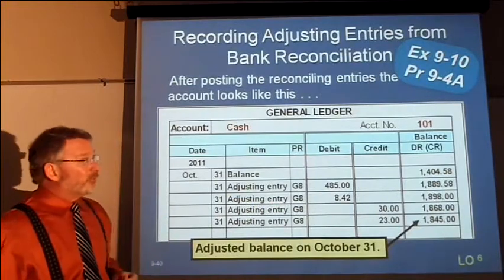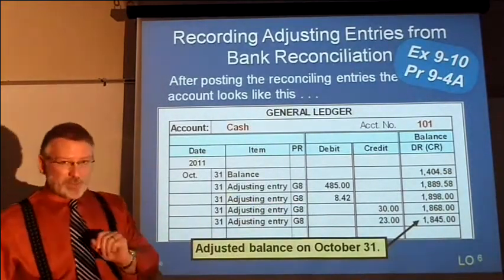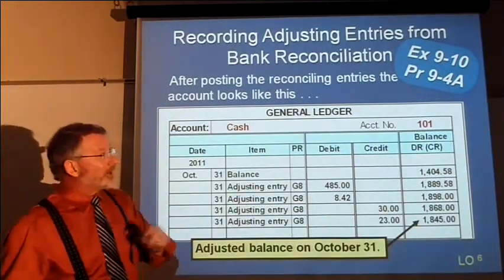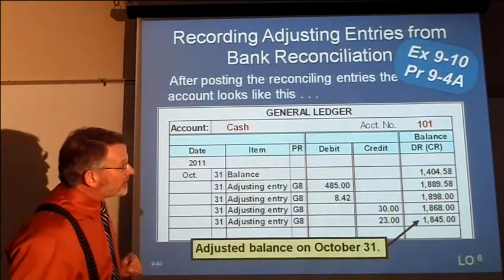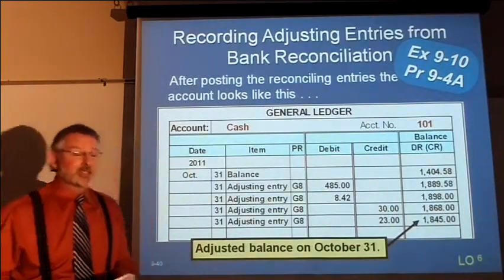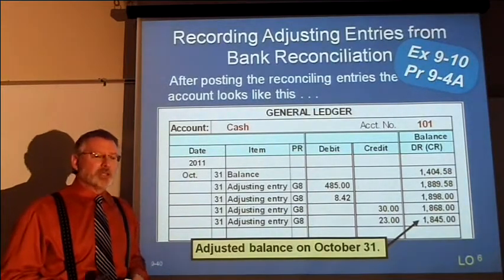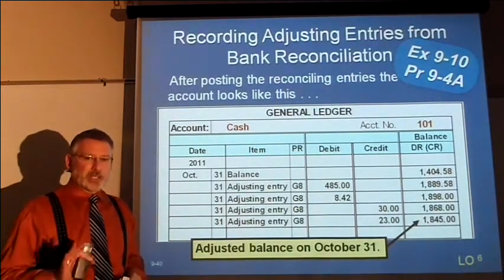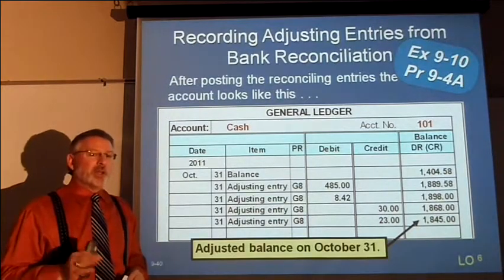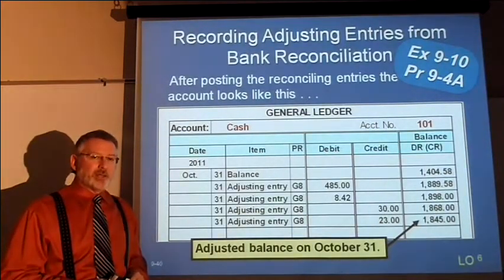There it is, $1845. So some practice, because trust me, this will be on the test and you'll want to get some practice. Exercise 9.10 and problem 9.4a from the text. Excellent examples of how to do bank reconciliations. I'm sure you'll struggle with some of that, because there are some curves in it. But give it a crack, and best of luck with it.